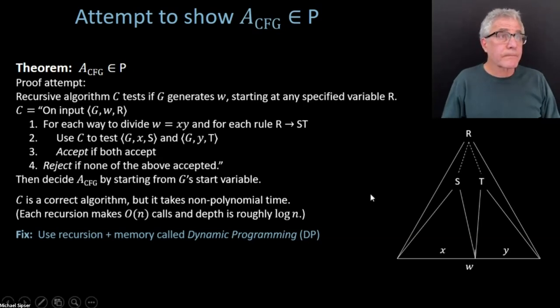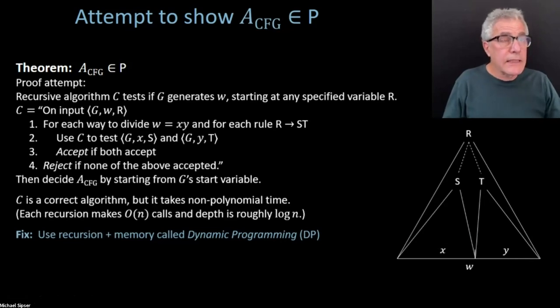Because if you look at the number of possible different subproblems here, once I give you G and I give you W, how many different subproblems G, S, and T are there? Well, the number of strings here, all of those strings are going to be substrings of W. There's only roughly n squared substrings of W.